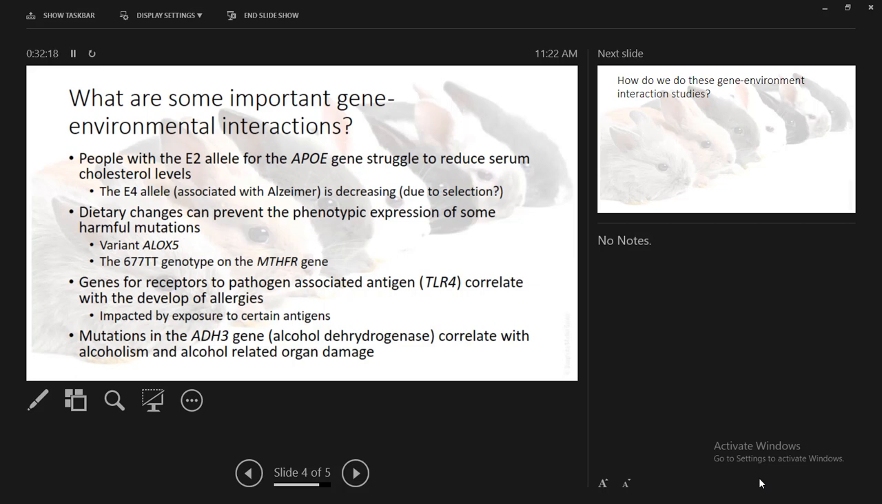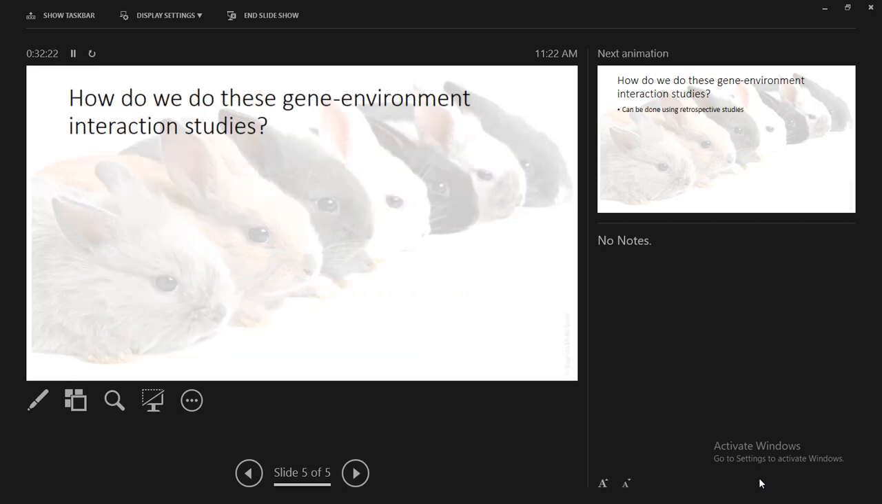We have one more thing to deal with, and it'll go fairly quickly. So without further ado, how do we do these gene-environment interaction studies? How do we actually do these? Because it sounds wonderful. Just because you have this genotype, you aren't necessarily destined to develop the phenotype, that genetic illness. But the question is, how do we know this, and how do we do these?